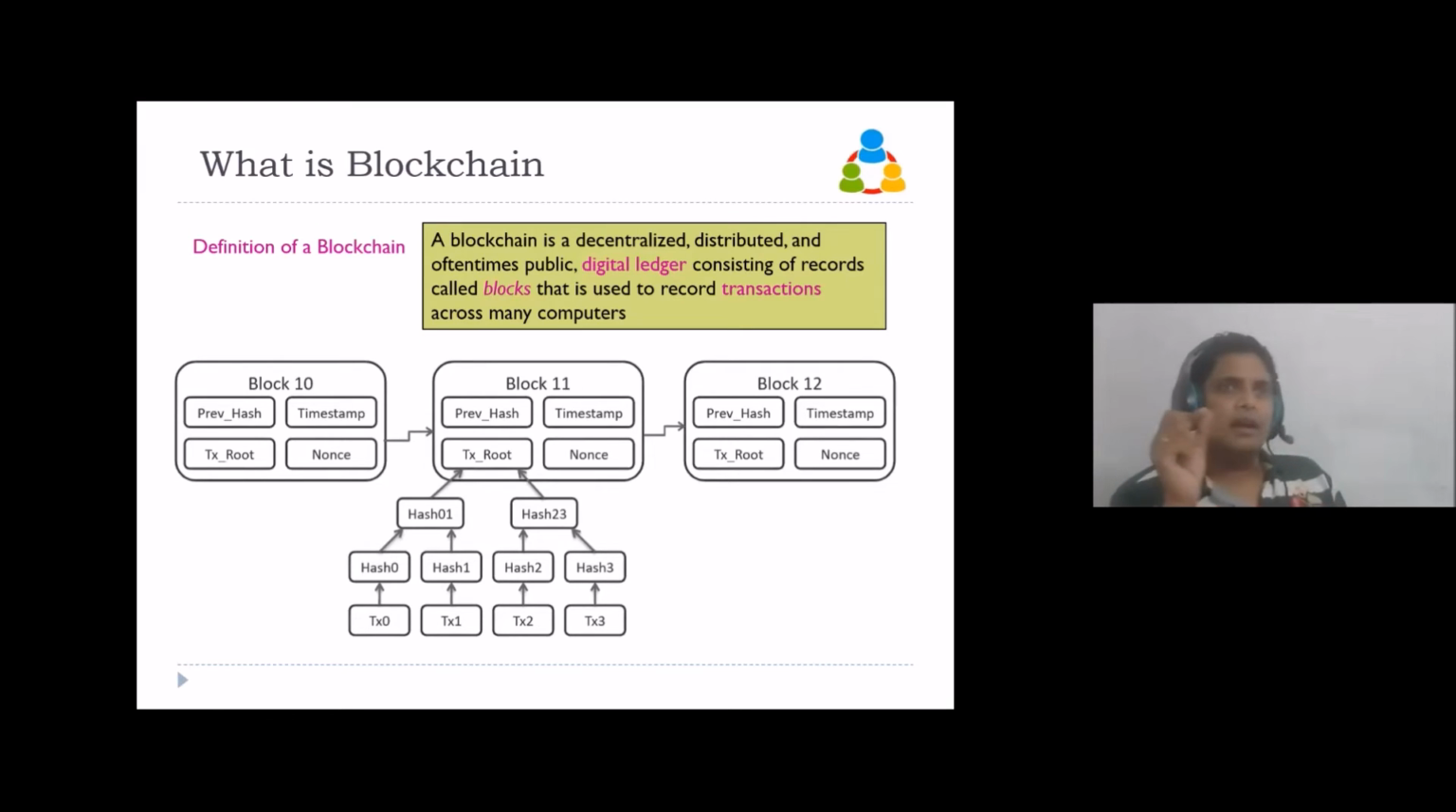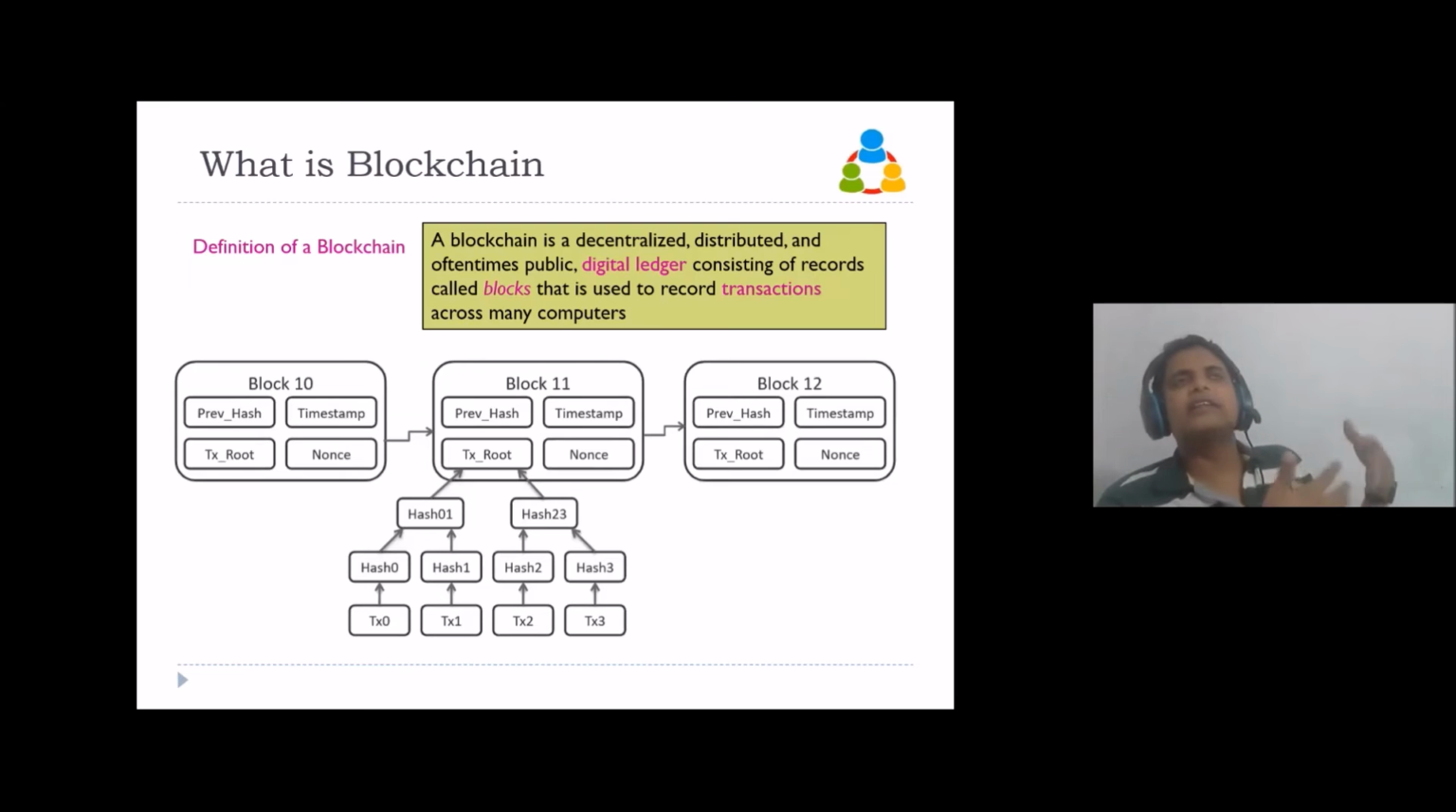Okay, and the data, let's say Ram sent 100 rupees to Rohit. Okay, that is a transaction. Rohit sent 50 rupees to say Sita. So that is another transaction. So in a block, we can have multiple transactions. So Ram sent 100 to Rohit, that is one transaction. Rohit sent 50 rupees to Sita, that is another transaction. So TX0 is one transaction, TX1 is another transaction.